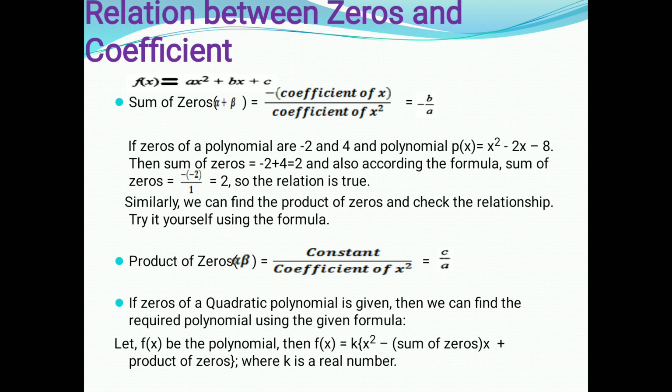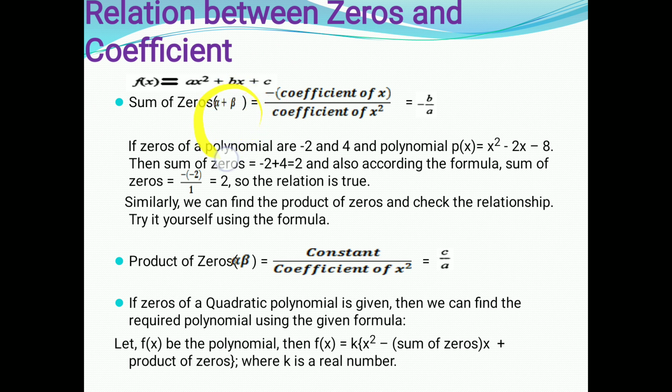Relation between zeros and coefficients. General form of a polynomial is f(x) = ax² + bx + c. Clear? Where c is the constant term, b is the coefficient of x, and a is the coefficient of x². Let's suppose alpha and beta are the zeros of the polynomial.